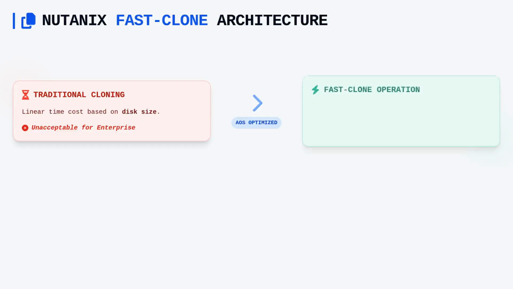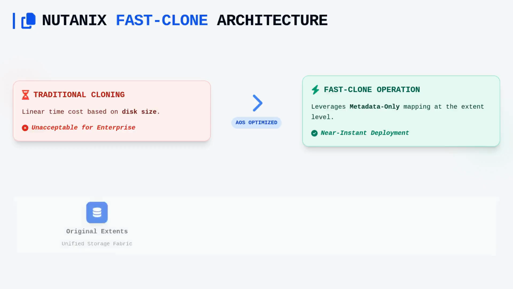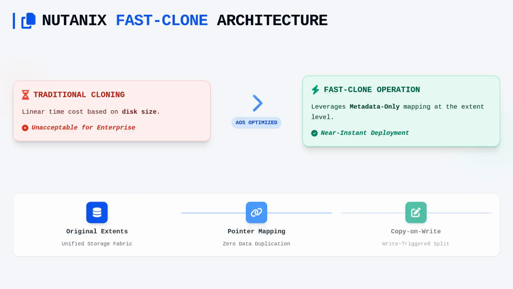Within the Nutanix AOS architecture, when a VM is cloned, the system tracks the vDisk mapping at the extent level without needing to duplicate the underlying data blocks immediately. Because of the unified nature of our storage fabric, these clones effectively point to the same original extents until a write operation occurs on the new VM. This technique, similar to copy-on-write mechanisms, allows you to spin up dozens of identical virtual machines in seconds, regardless of their disk size.